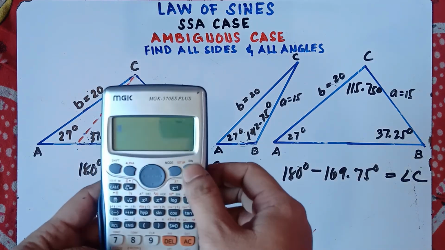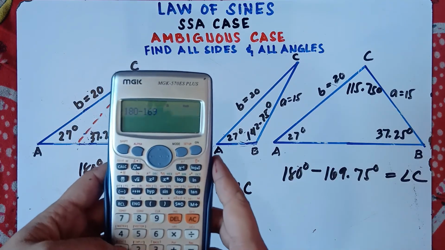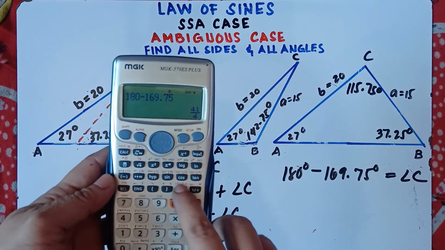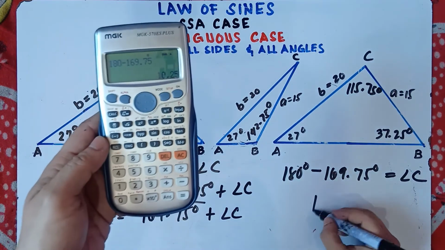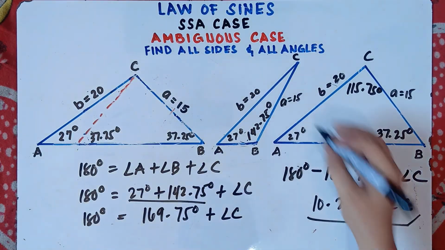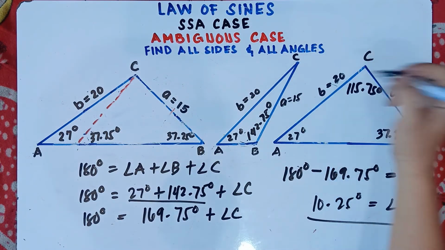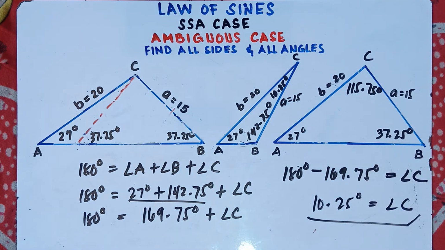So 180 minus 169.75, you will have 10.25. So this will be 10.25 degrees for angle C. This is 10.25. We don't have enough space, class. 10.25 degrees. That's it, class. All set for the angles.